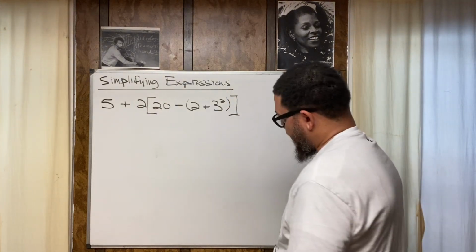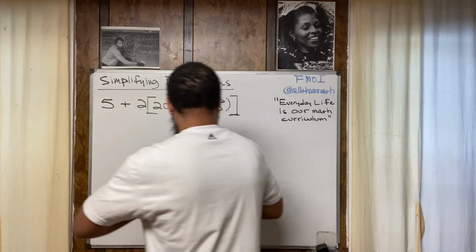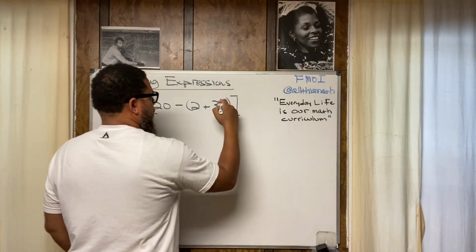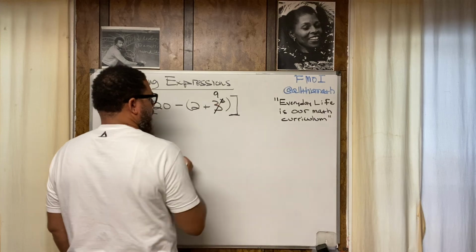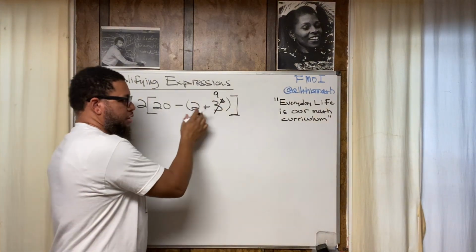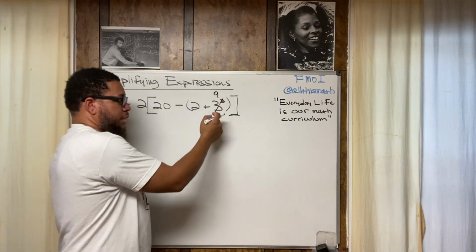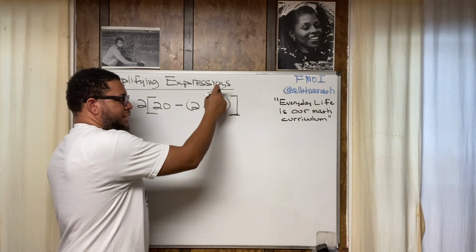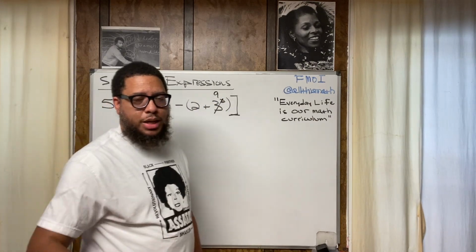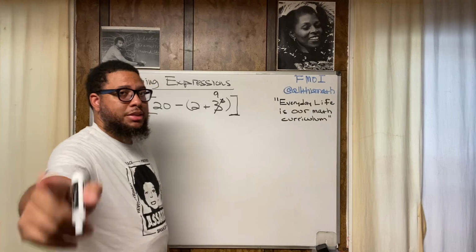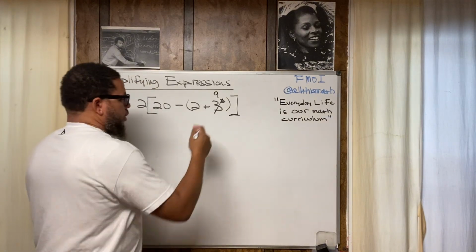So look, I'm about to do this. This is going to turn into a 9. And then in the parentheses, see what I did? That turned into a 9 because 3 times 3 is 9. Notice we're not doing 3 times 2. I can't stress that enough. So many students make that mistake every single day. Don't be one of them.